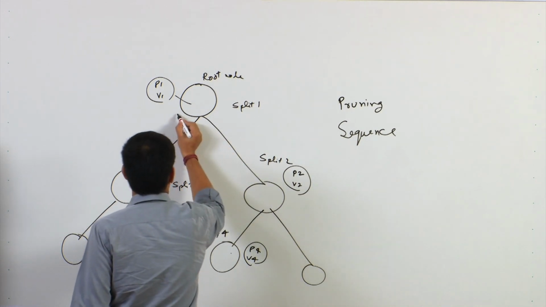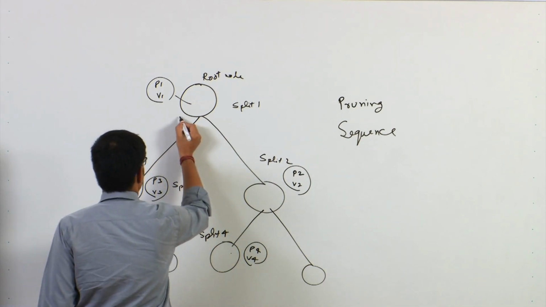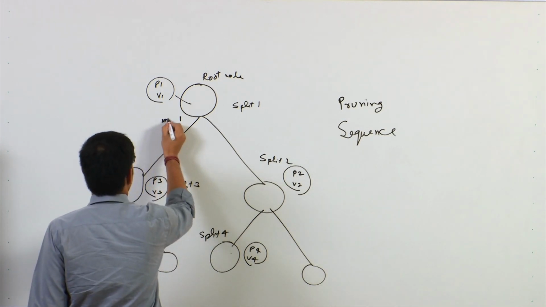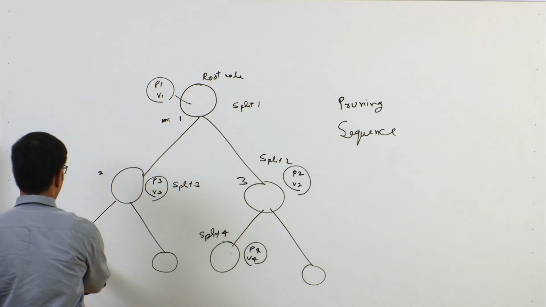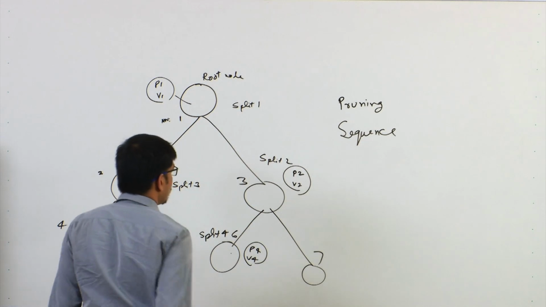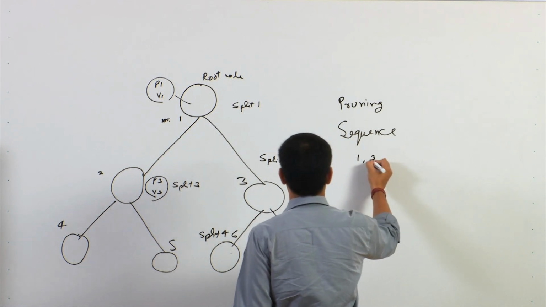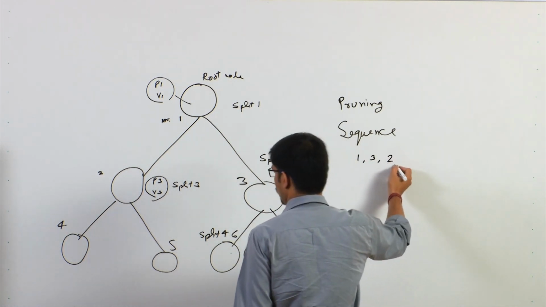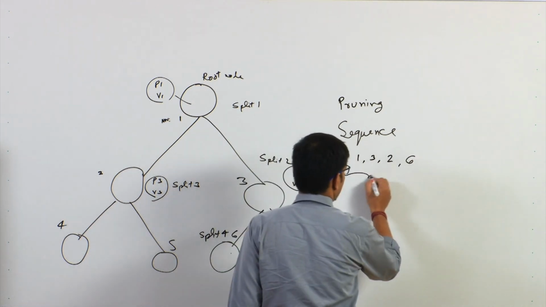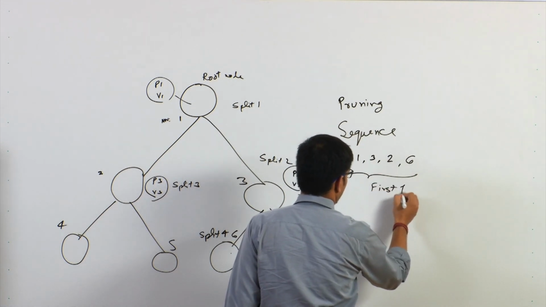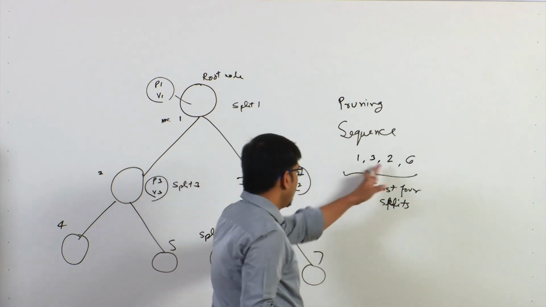If we follow the unique node numbers, that ordering that we discussed in the previous lecture, this is going to be node number 1, this is going to be 2, this is going to be 3, then 4, 5, 6, 7. So, our split sequence is first node number 1, then the second split happened at node number 3, then at node number 2, then at node number 6, right. So, the first 4 splits in this example happen in this order.